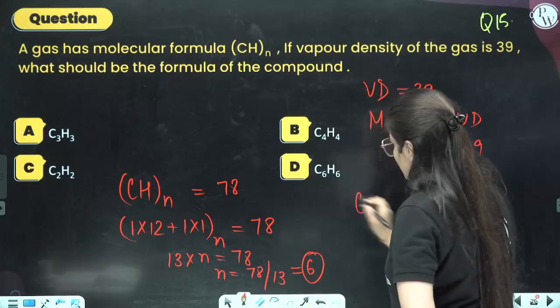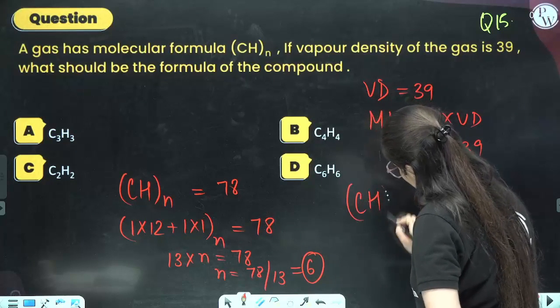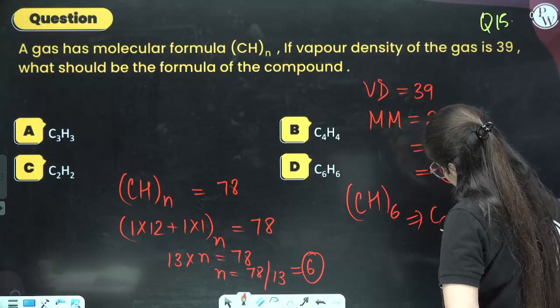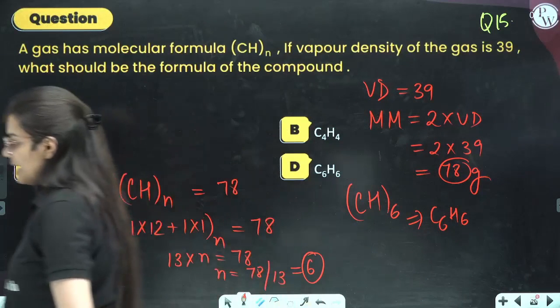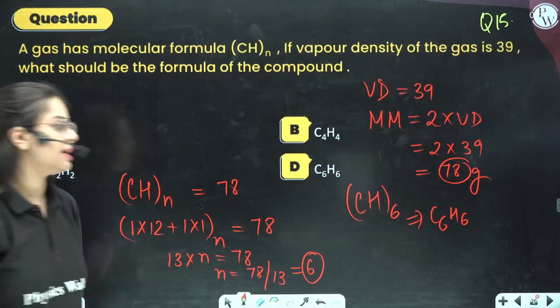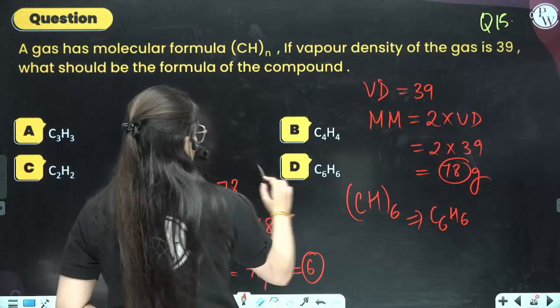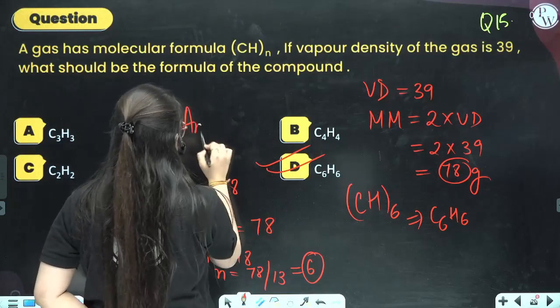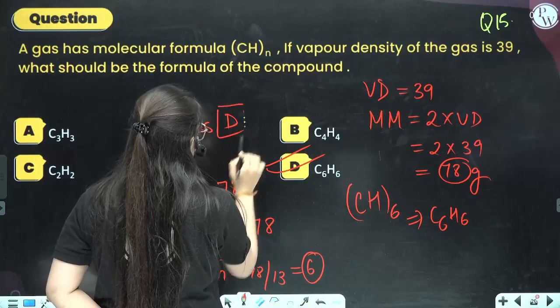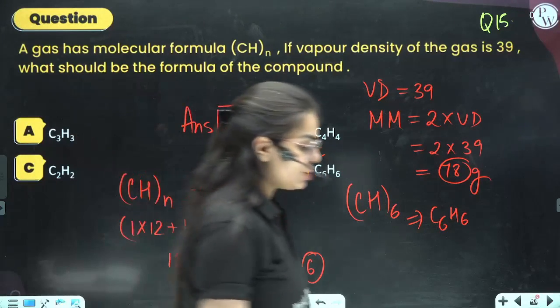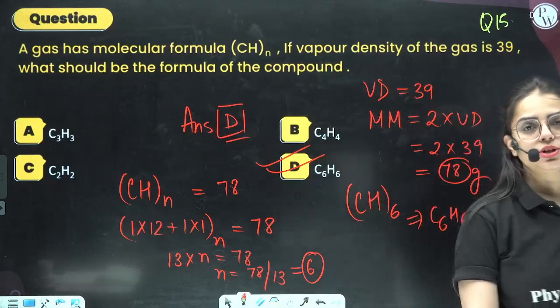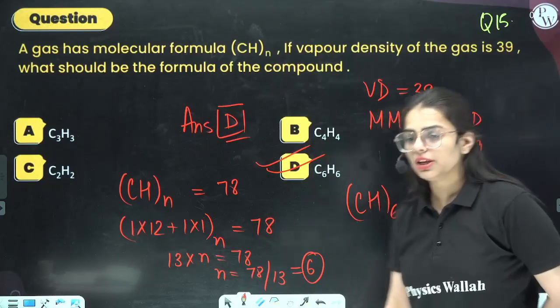That means if you put the value as 6, it will be C6H6. Hence our compound comes out to be option number D. Is it clear to you people? Can we move on to the next question of ours?